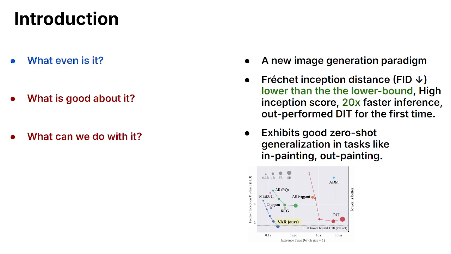And right now, as you can see in this image, let me turn on my laser pointer. VAR is performing better than the FID lower bound itself. And also it's 20 times faster compared to the diffusion transformers. So it must be something worth looking into. And what can we do with it? It exhibits very good zero-shot generalization, which basically means it has a very good understanding of images itself. So it can perform tasks like in-painting and out-painting pretty well.